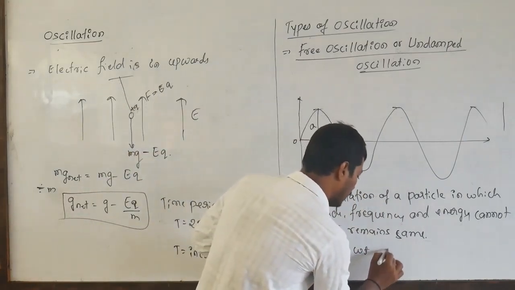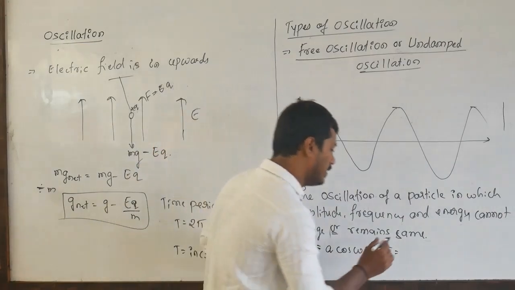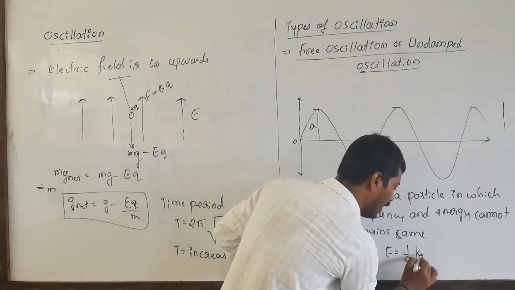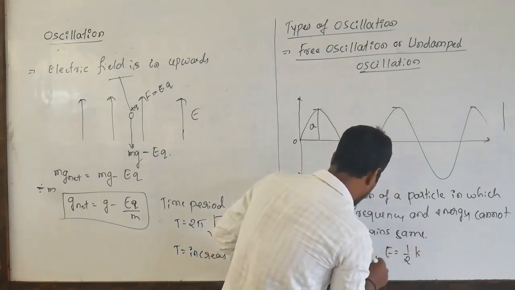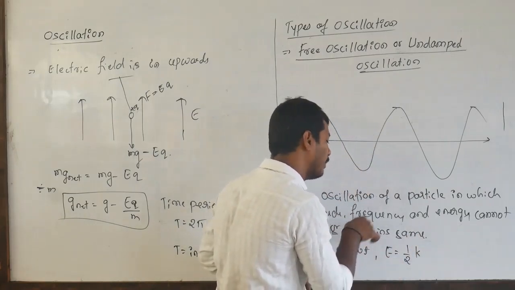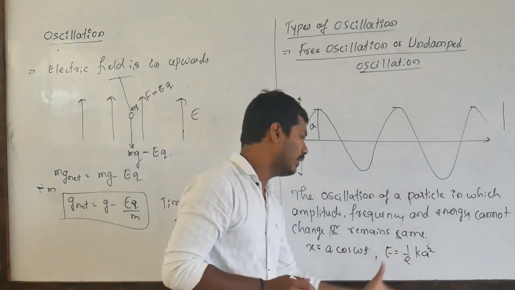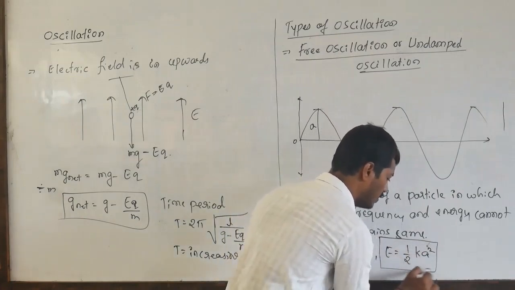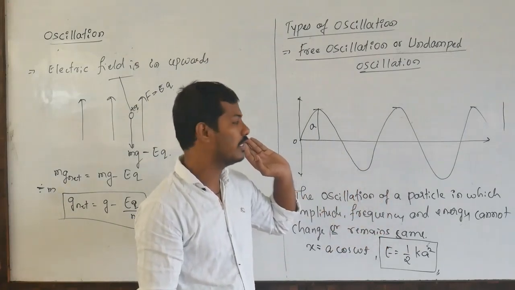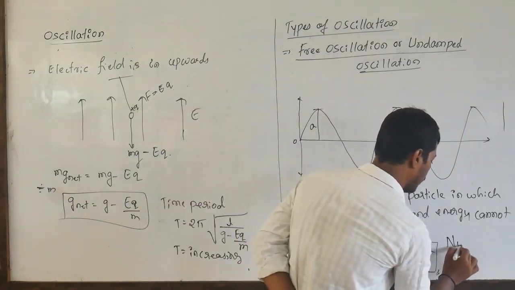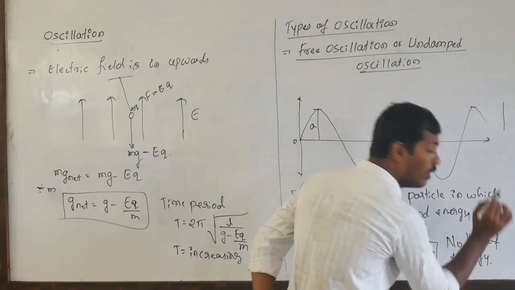Then what about the energy? The energy of that undamped oscillation is 1 divided by 2 K, which is equal to m into omega square, into the maximum displacement, that is A square. You can take it directly as A square. This is the total energy. It means there is no loss of energy.